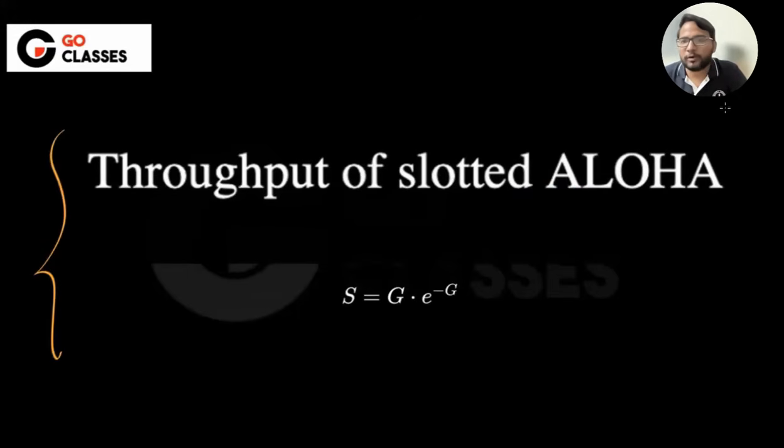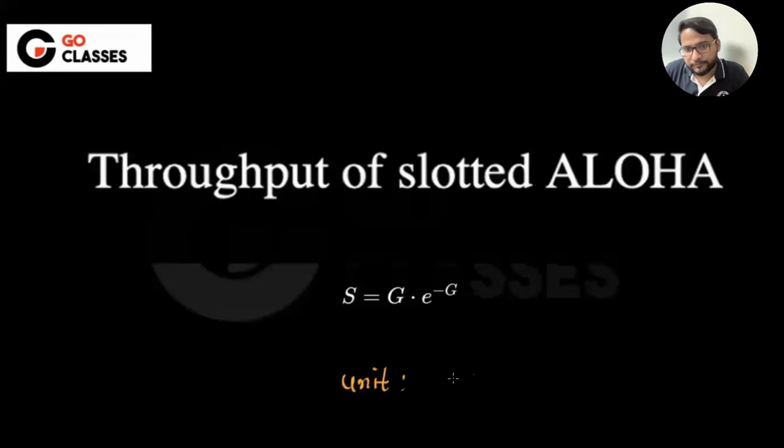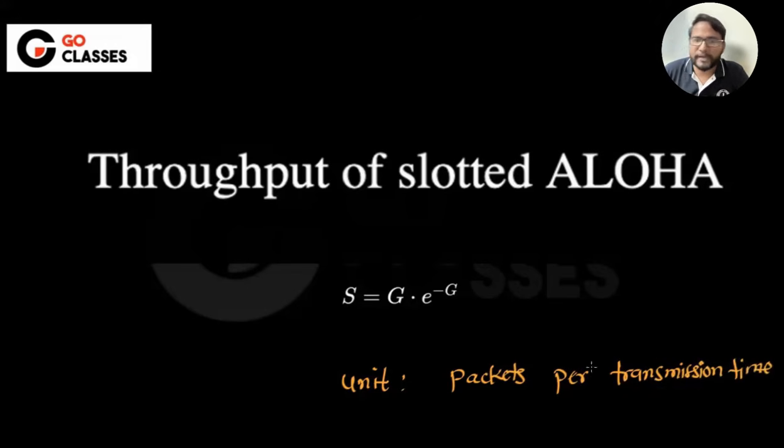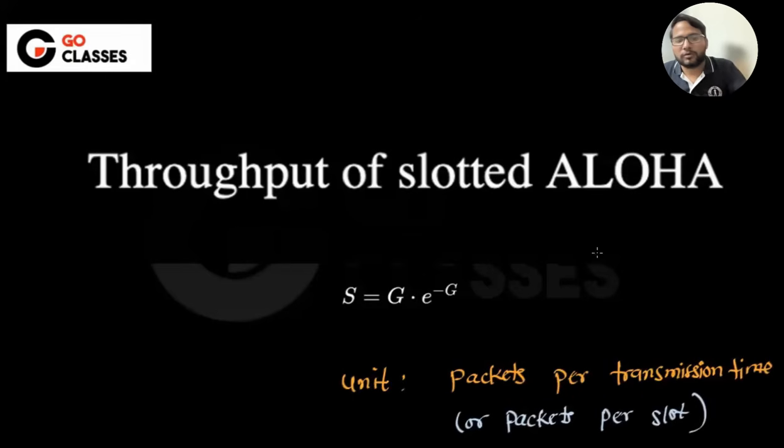Is this the maximum throughput? No. Is this throughput in kbps? No. This throughput is in packets per slot, right? The unit here is packets per transmission time, or you can say packets per slot, because the slot size is the same as the transmission time. Okay, cool. I hope you understood this.